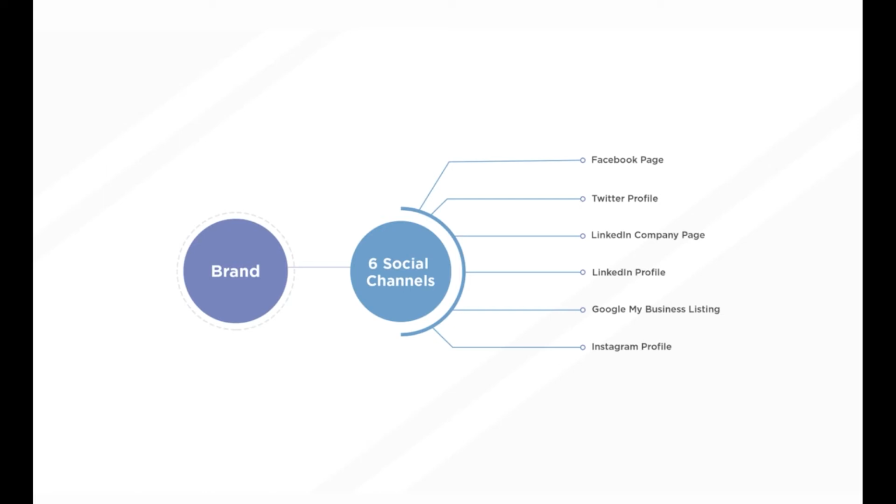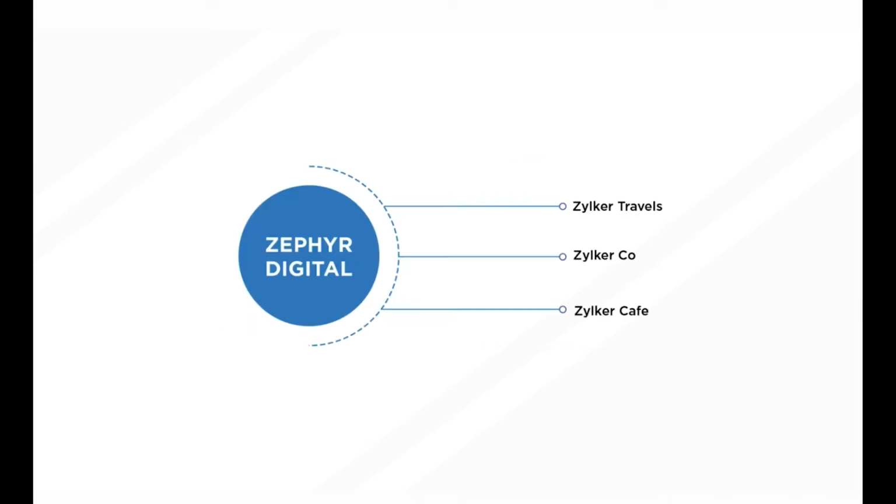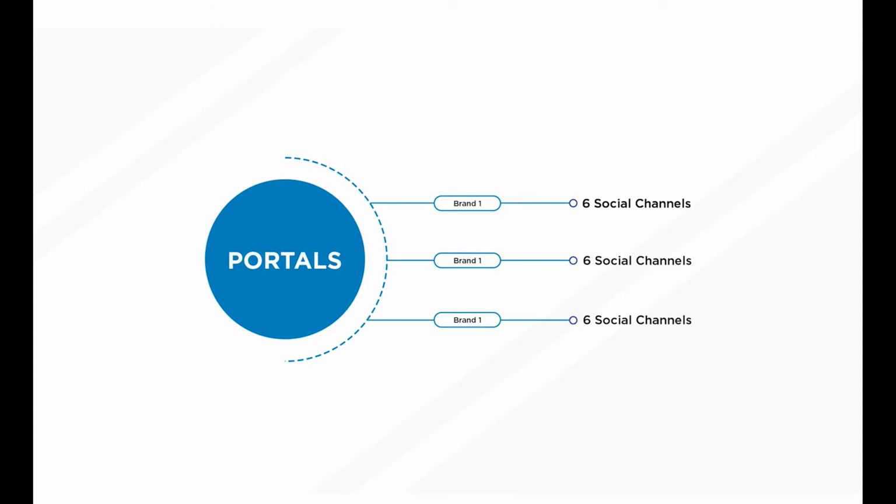Now, let's say you want to manage more than one of these social channels under a single brand. For example, if you want to manage two Facebook pages or two Twitter handles, you will then have to create another brand and connect these additional social channels. Now, let's say you've created new brands like Zilker Travels, Zilker Co., and Zilker Cafe in your Zoho Social portal called Zephyr Digital. You can go ahead and manage each brand's social channel separately. You can also set up multiple such brands in your portal depending on your paid plan. So, to summarize, your portal houses all of your brands, and you can connect any one of the 6 social channels to each of these brands that you create.